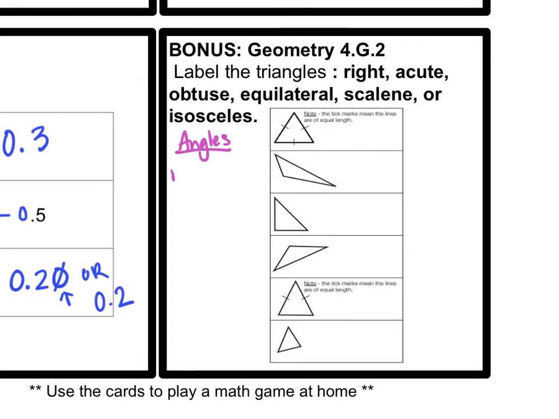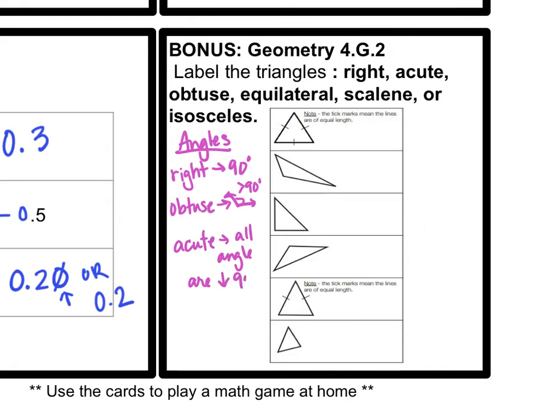Okay, so we have a right triangle, which means it has a 90-degree angle to it. We have an obtuse triangle, which means it has one angle that is greater than 90 degrees. So I'm going to put, let's see, greater than 90 degrees. We also have an acute triangle, which means all angles are below 90 degrees or are lower than 90 degrees.